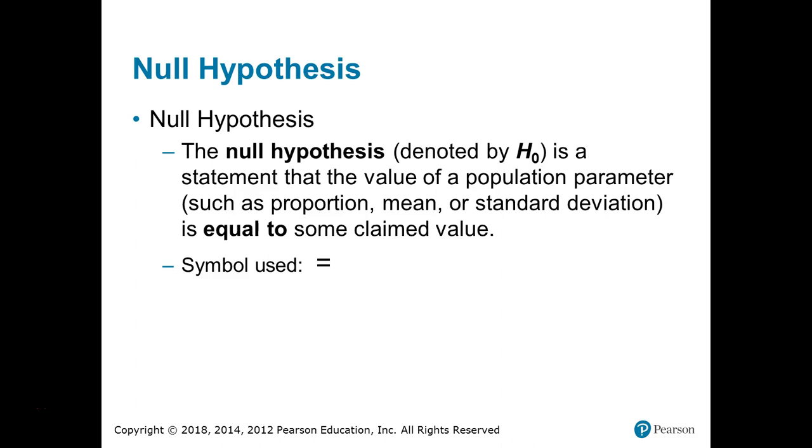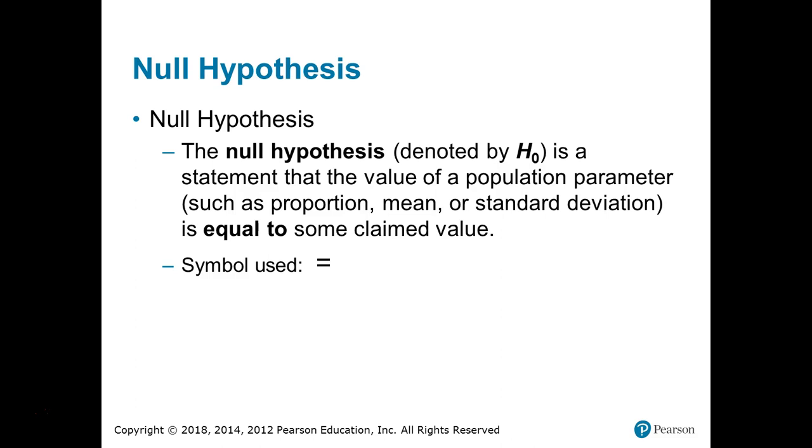Okay, a null hypothesis is a statement that the value of a population parameter is equal to some claimed value. So whatever your claim is, you are saying, okay, my null hypothesis is I will set my parameter equal to that claimed value. And parameter, again, could be proportion, mean, or standard deviation. So for now, we'll keep it vague.